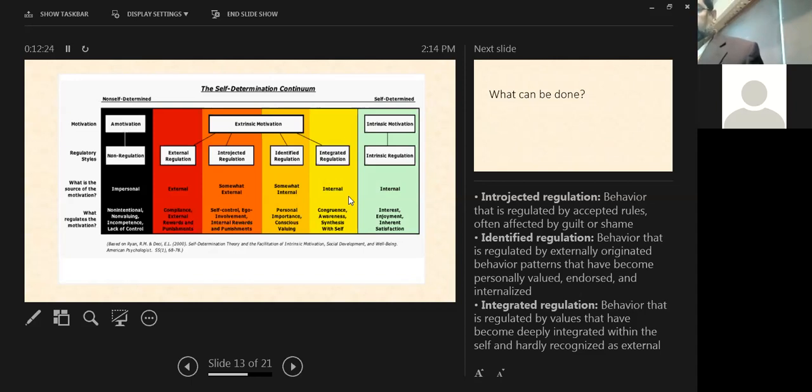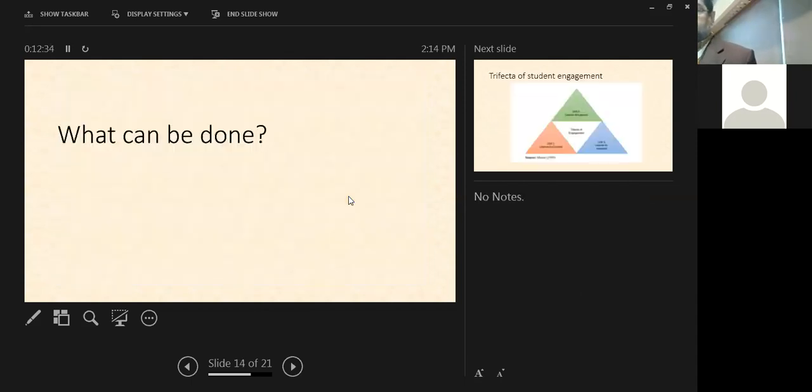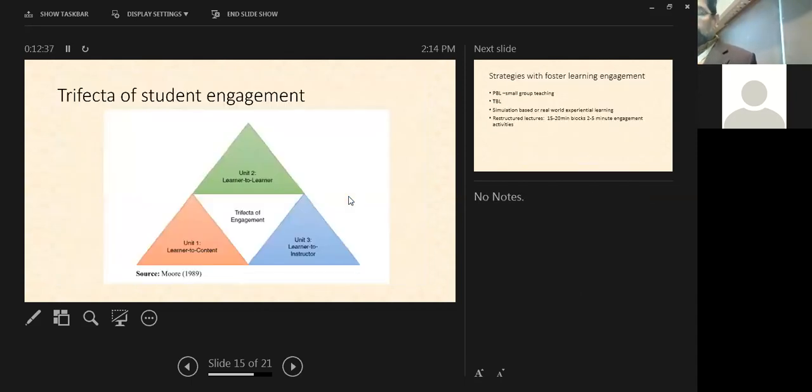Right, so we saw what the problem was, and now let's spend some more time on what can be done. A lot of times when we're talking about in-class activities, the main reason that students are disengaged is they're not following what is called the trifecta of student engagement, which Moore proposed quite some time back in '89. For the trifecta, that means all of them, these interactions need to be there.